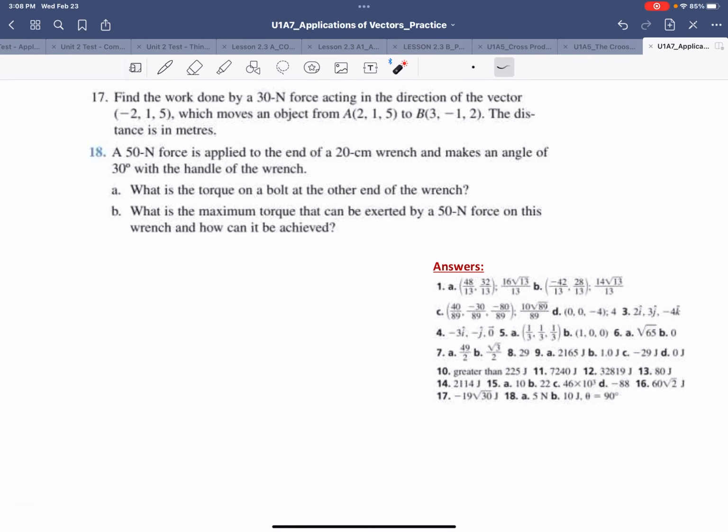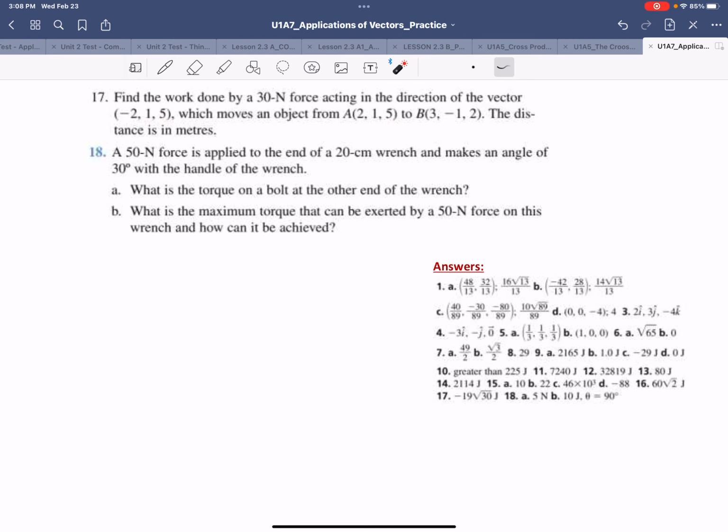Welcome back, and we're going to take a look now at question number 17 in lesson U1A7, applications of vectors. In this question, we have to find the work done by a force of 30 newtons acting in the direction of the vector with coordinates -2, 1, 5. This force is moving the object from point A with coordinates 2, 1, 5 to point B, 3, -1, 2, and the distance is in meters, which tells us that all these numbers will represent meters.